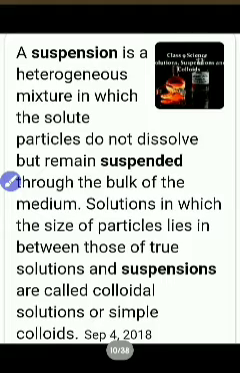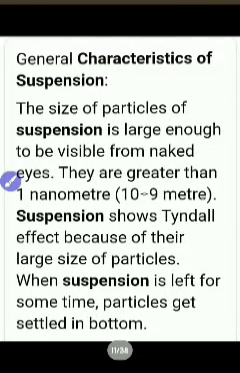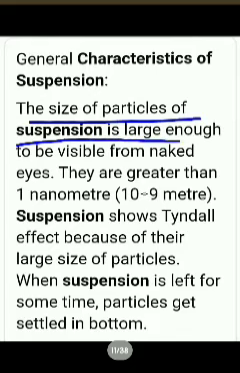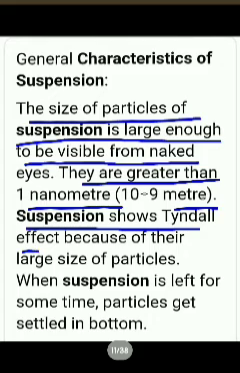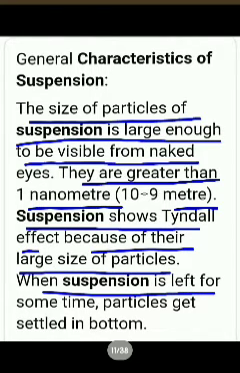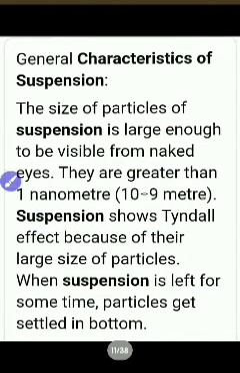The next point is, what are the general characteristics of suspension? The size of particles in a suspension is large enough to be visible to naked eyes. They are greater than 1 nanometer, 10 to the power minus 9 meter. Suspension shows the Tyndall effect. What is the Tyndall effect? We will discuss this. Because of their large size of particles, when a suspension is left for some time, particles settle at the bottom.